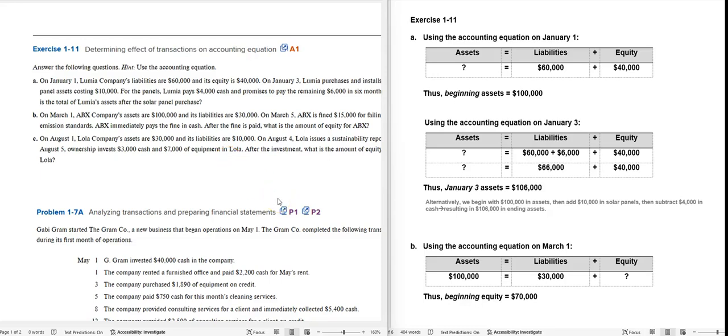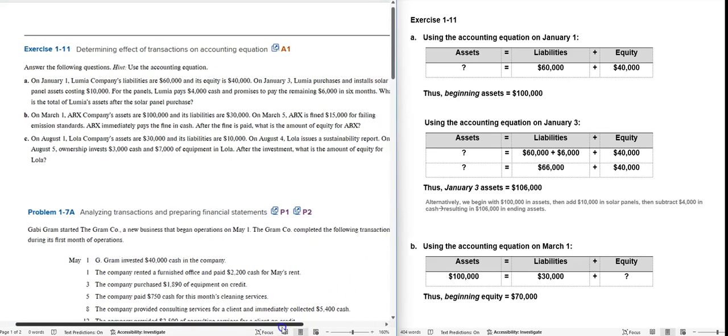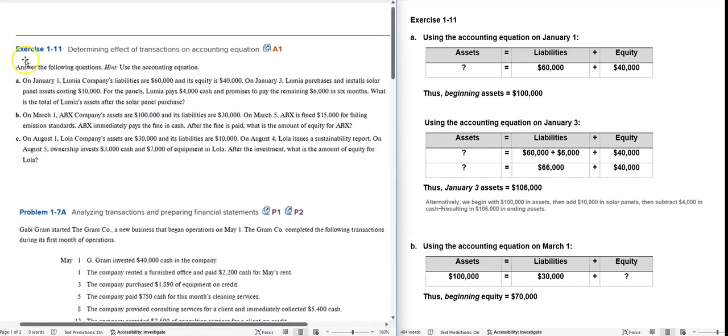All right, let's apply some of what we're learning in Chapter 1 to some example problems. Over here on the left, I have the problems, and over on the right side of the screen will be the solutions that we will walk through. So let's start with exercise 1-11. We're going to be determining the effect of transactions on the accounting equation. So we are going to be answering these questions, and each of these questions is independent of one another.